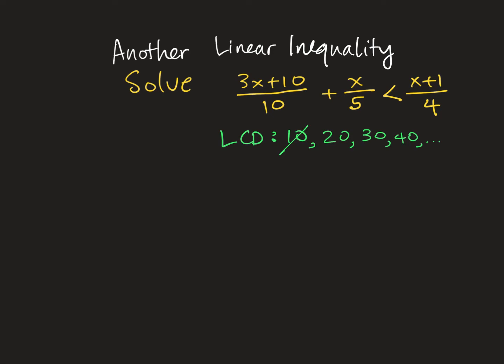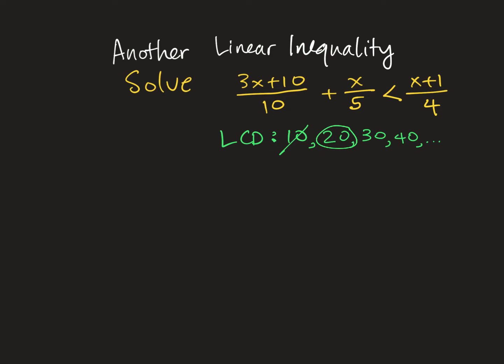So I've eliminated 10 as a possibility, but then if I try 20, is 20 divisible by 10? Of course. Is 20 divisible by 5? It is. Is 20 divisible by 4? Bingo. So we've got it. My lowest common denominator is 20, which means if I take all of these terms in this inequality and multiply them by 20, I'm going to end up with something that's nice and clean and fraction free.